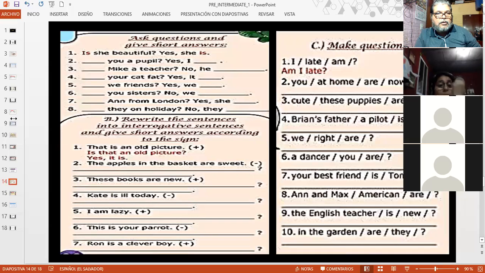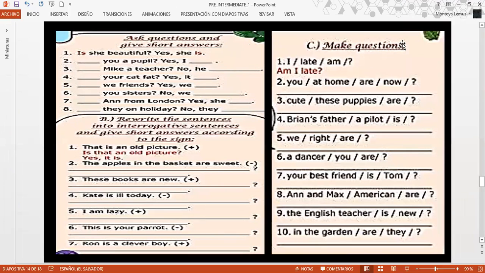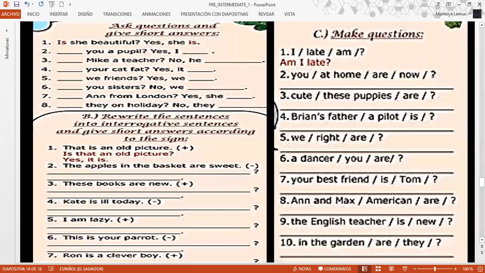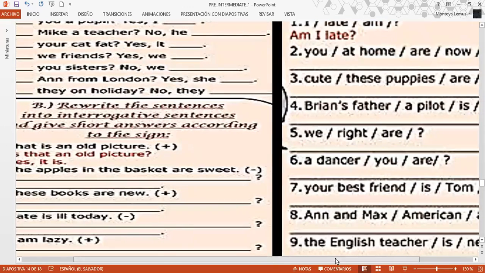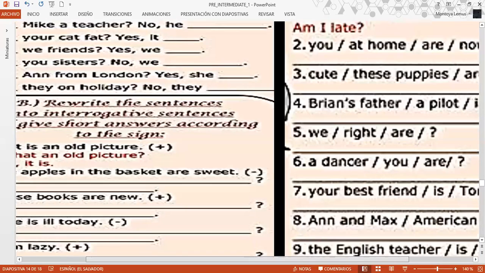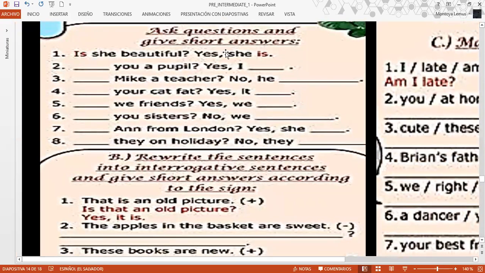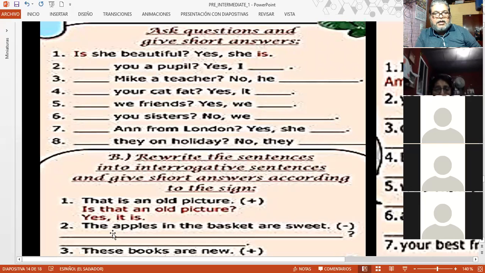Okay, did you work on these, people? Yes. Yes, excellent. Okay, you are good students. Good boys, good girls. Okay, let's check your answers. I'm going to enhance this to watch here. Okay, the first exercise says: ask questions and give short answers.